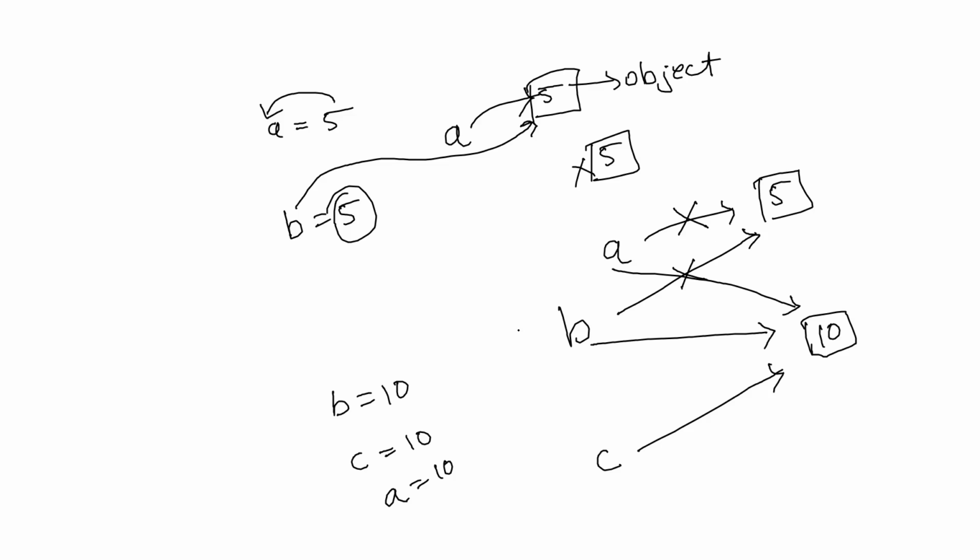Everything in Python is treated as an object. That's why these objects have unique IDs. This 5 has a unique ID, this 10 has a unique ID, so we can check that.